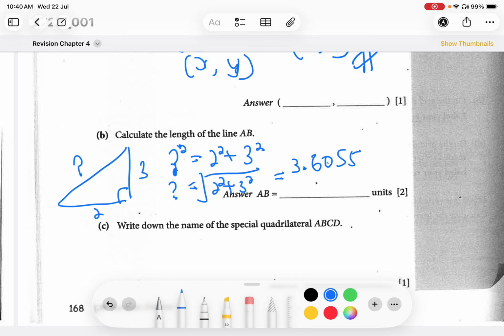3.6055. 3.61 CSF for this one. That's the answer.